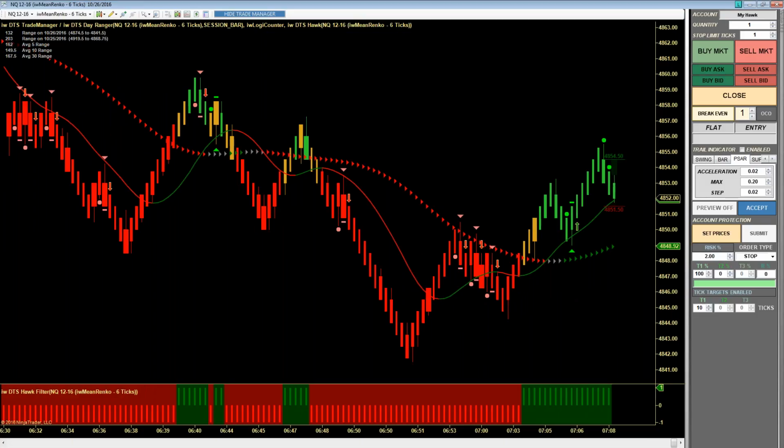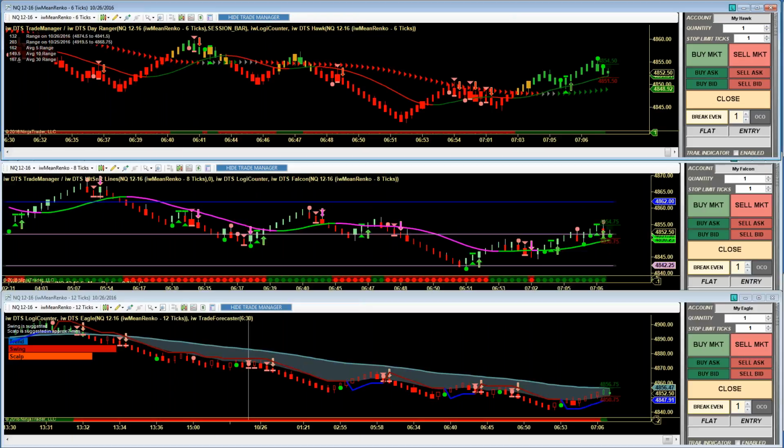And this is just the one tool, right? We have 3 different tools to take advantage of whatever the market happens to be showing us.